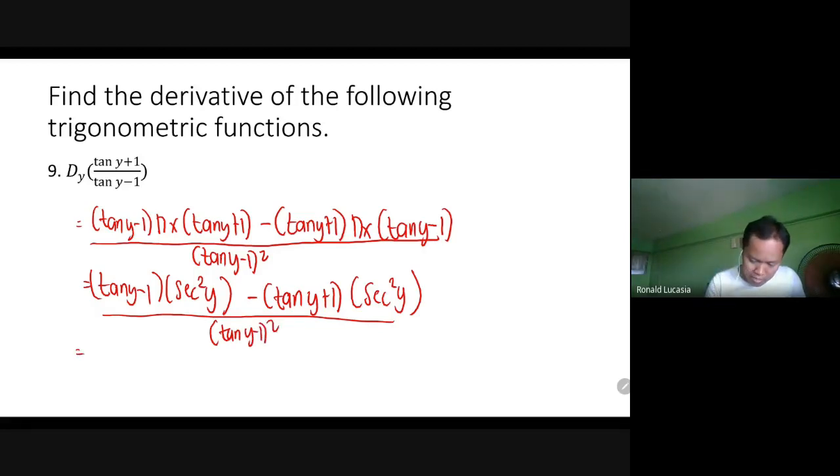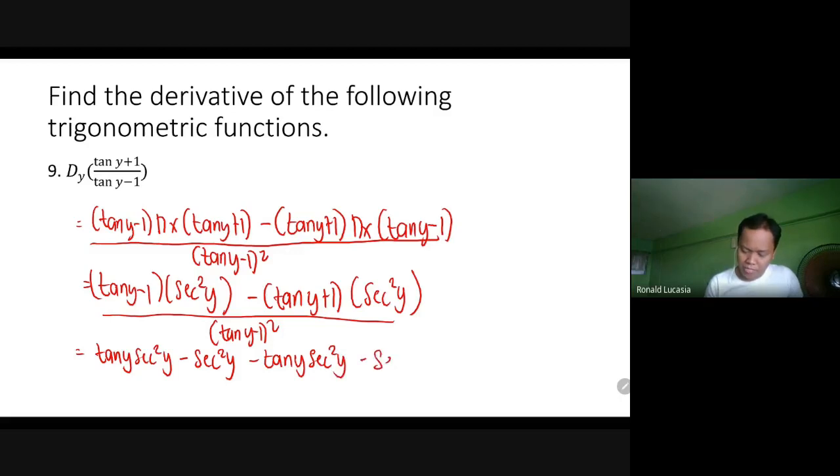So this will be, distribute natin, tangent y times secant squared y, that is tangent y secant squared y minus secant squared y. Tapos yung kabila, tangent y times secant squared y. May negative ka sa labas, kaya siya magiging negative tangent y secant squared y. Tapos minus secant squared y over tangent y minus 1 squared.